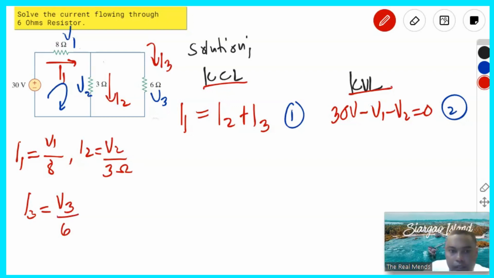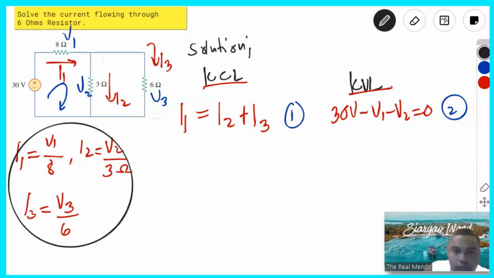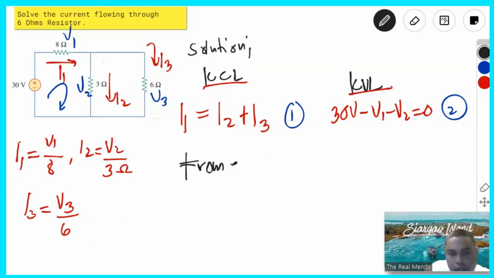And then from that, let's substitute this value or this condition into our equation number 1. From equation number 1, our I1 is V1 over 8. Okay? Is equal to our I2, that is V2 over 3.